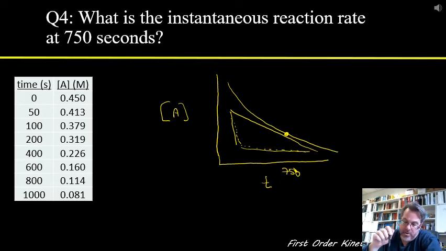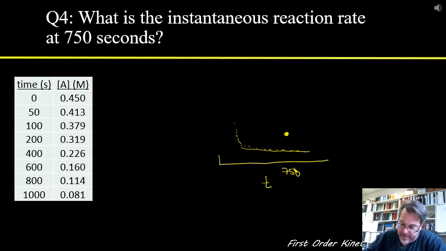So what we're going to do here is look at a way to actually calculate exactly what the instantaneous rate is at 750 seconds using the new equations that we've got that we didn't have a couple of weeks ago. All right, so let's take a look at this. The instantaneous rate at 750 seconds. All right.